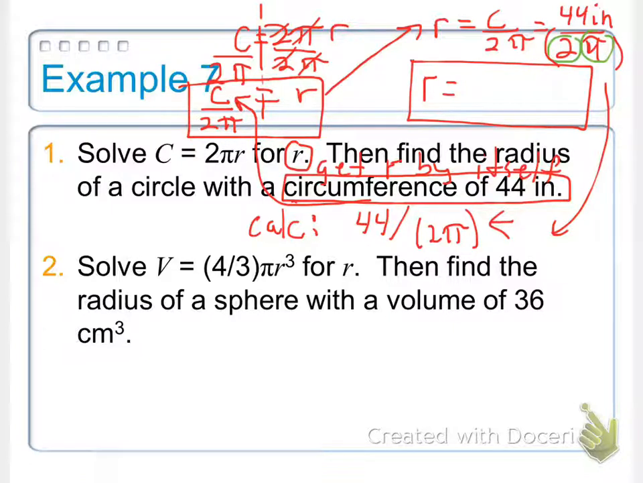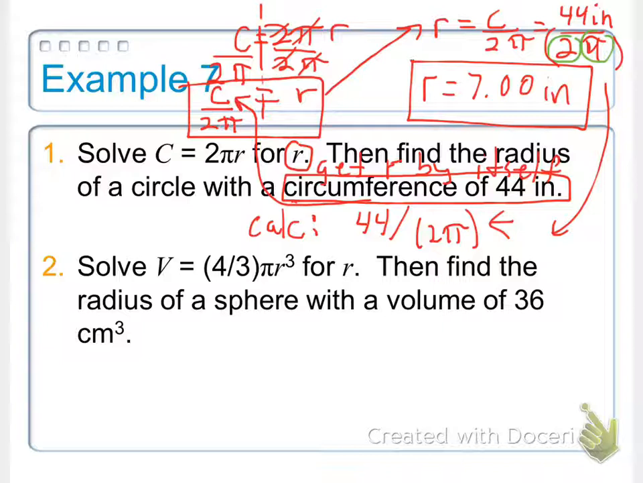So I'm typing that in: 44 divided by parentheses 2, second caret key, remember that's above the division sign, pi, and I put it in parentheses, and I got r equals 7 point, basically 00, and we were talking about inches. Okay, so there is part 1 of there.